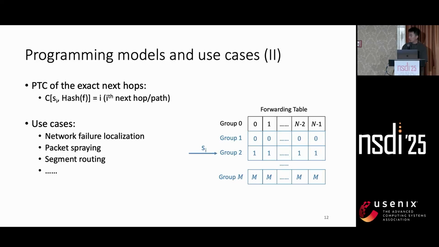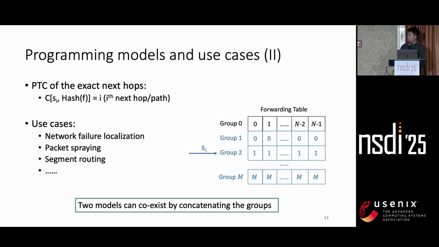For example, for network failure localization, we hope to traverse all the paths using the minimum set of packets, so we need to set a path for each of them. It also applies to packet spraying scenarios, segment routing and more. Note that these two models can coexist. We just need to concatenate the ECMP groups, which forms a larger forwarding table.